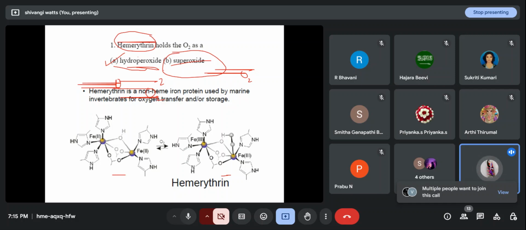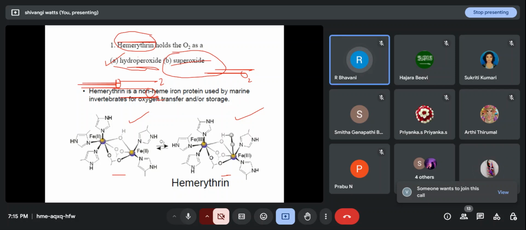So now the next question is also based on hemerythrin only. First I want you to see the active site of hemerythrin carefully so that you can answer the next questions. So you see the active site. This is deoxy and this is the oxy. See the structure carefully so that you will be able to answer the next questions. Okay, so we will move to the next question.